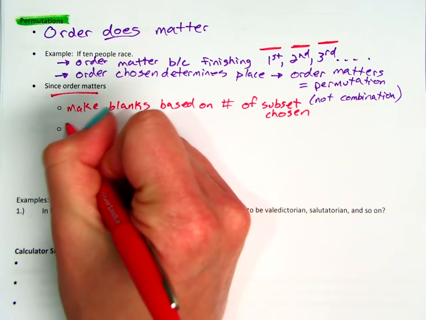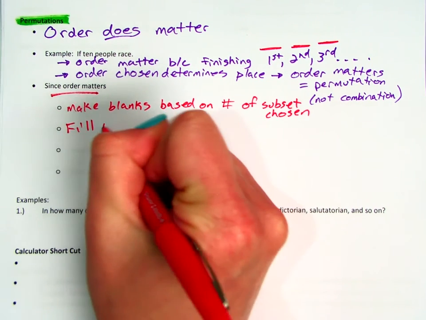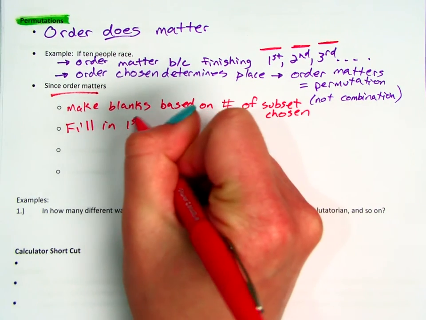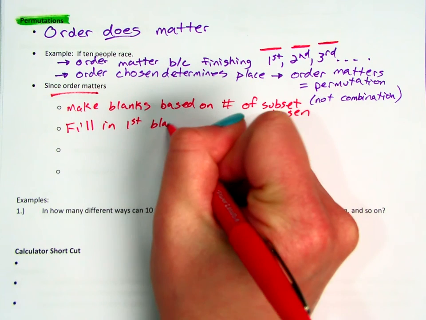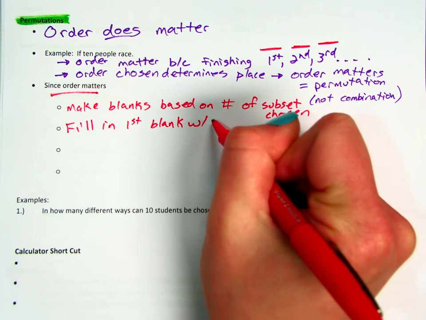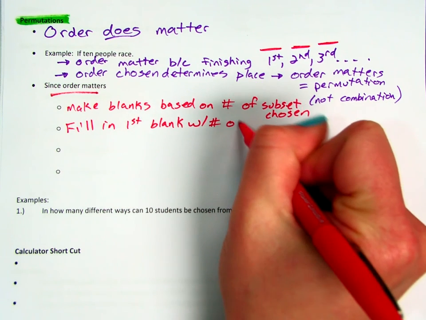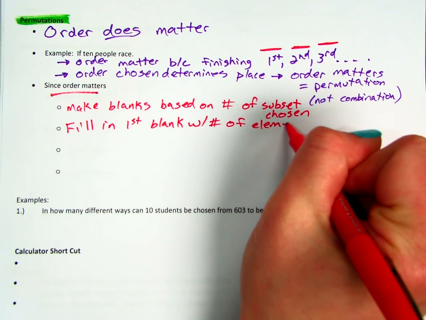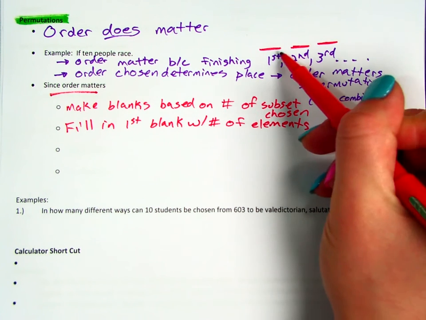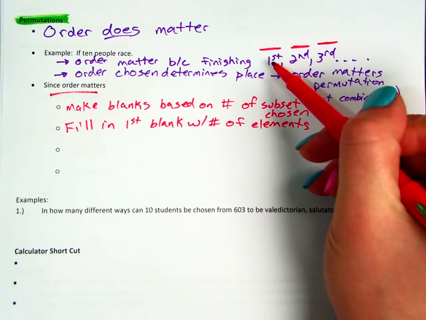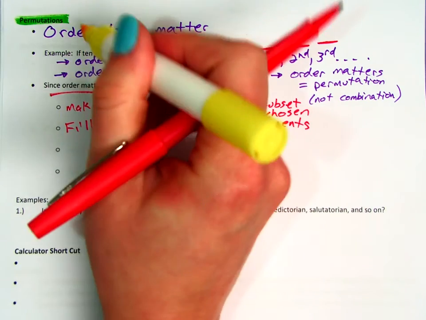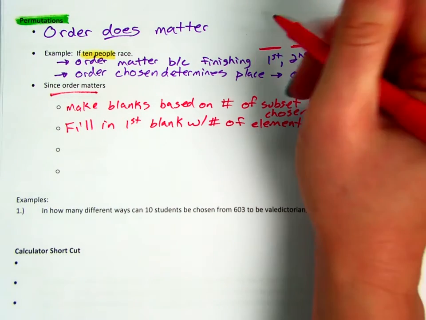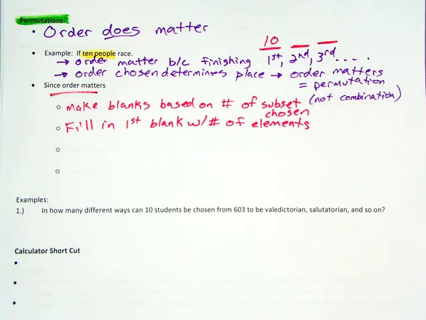Then after that, we're going to fill in the first blank with the number of elements. What I mean by that is this. How many different options do I have for someone to finish first? Well, because there are 10 people in the race, I have 10 different people to choose from, so I have 10 different options for my first place person.